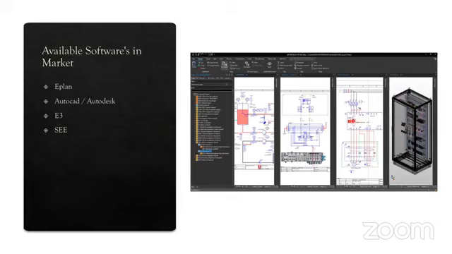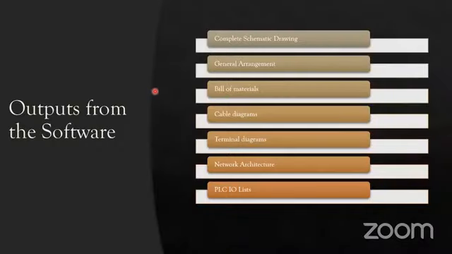You can also place the equipment that is being used in the panel, and you can realize how much space will be required. The instruments, cable sizing and duct sizing will be done by the software. So these are the software, basically. What are the outputs you will be getting from the software? These are the outputs that you can get.